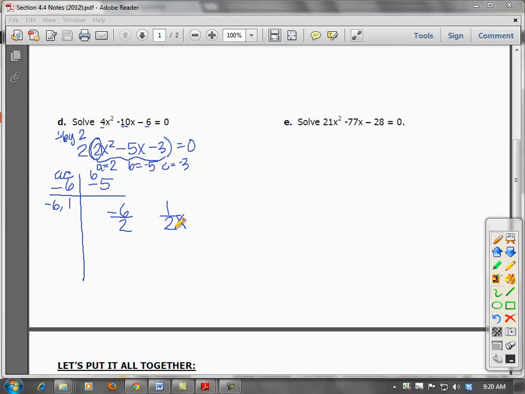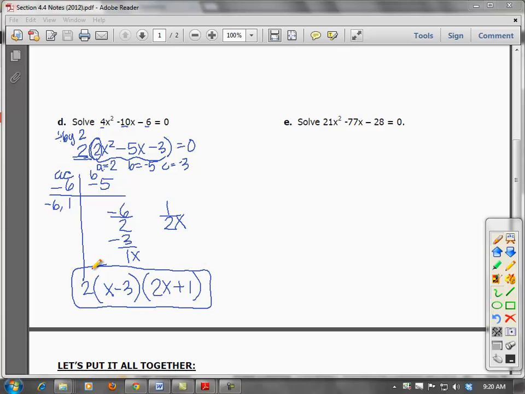The -6 over 2 reduces to -3 over 1, so I can put an x there. What this says are my two factors are x minus 3 and 2x plus 1. And the only thing that's not included in here is the original 2 we pulled out, so that 2 should come in front. If you don't put that 2 in front, you are not going to get back to the original when you FOIL it.